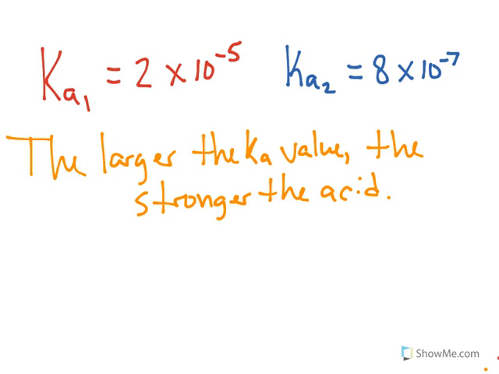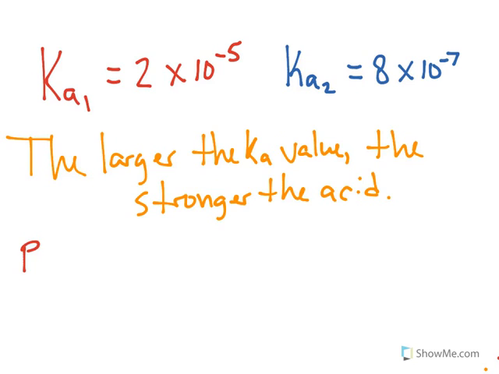So all we've got to do is compare Ka1 to Ka2 to see which is stronger. And it turns out Ka1 is greater than Ka2 in this case. So Ka1 is the stronger weak acid. It's important to know they're both still weak acids, but Ka1 is the stronger weak acid. Now, another way we can compare these is actually by something called the pKa.